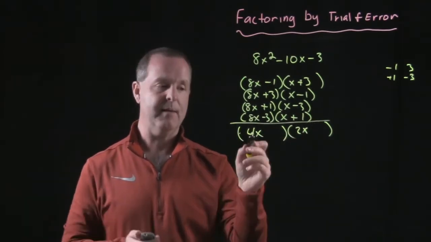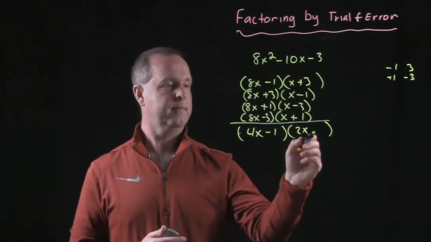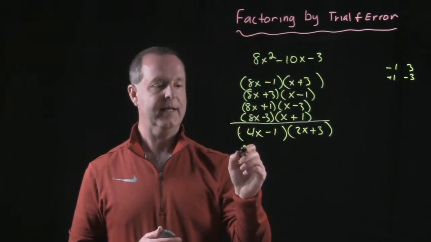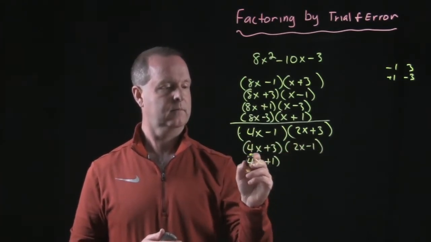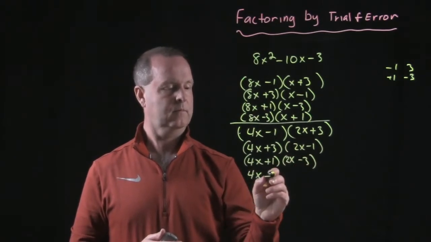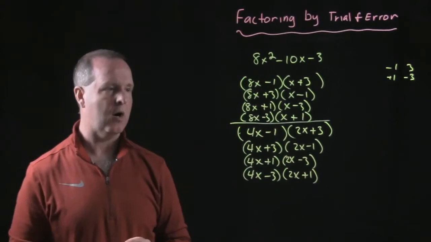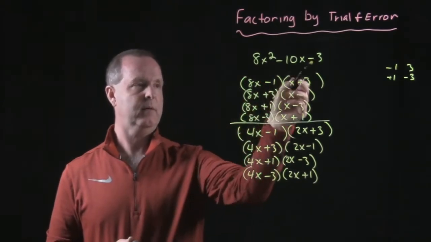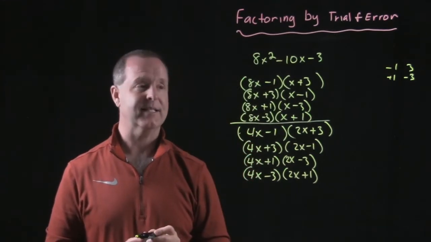So I produced 4 total options. Now let's do the same thing, but where I have a 4x and a 2x as my possibilities. Again, I need to list out all the options. Eight options to look through. Those are all the options that produce the first term and the last term, but only one of these will make a negative 10x in the middle.